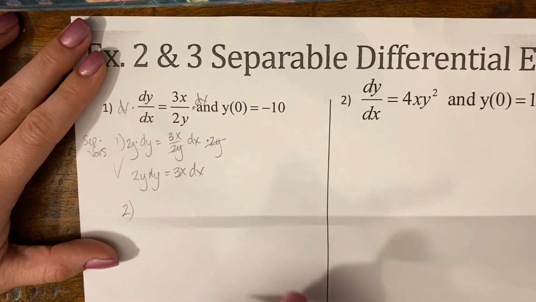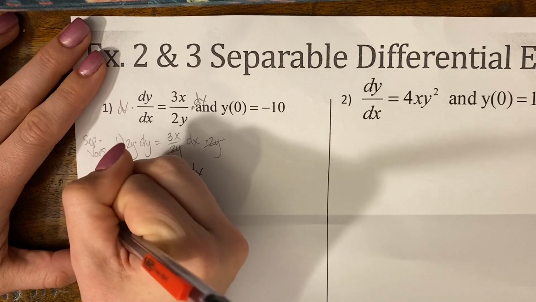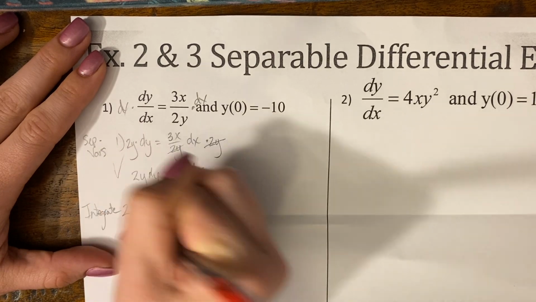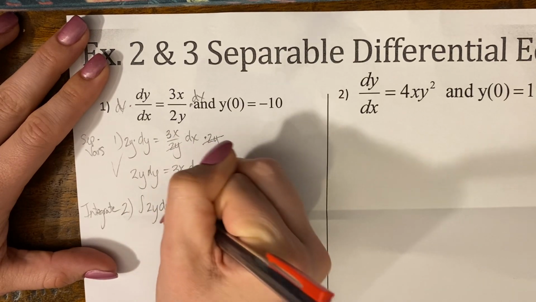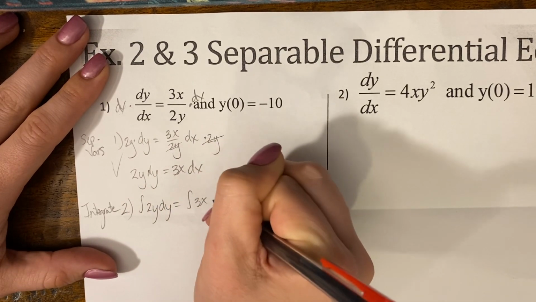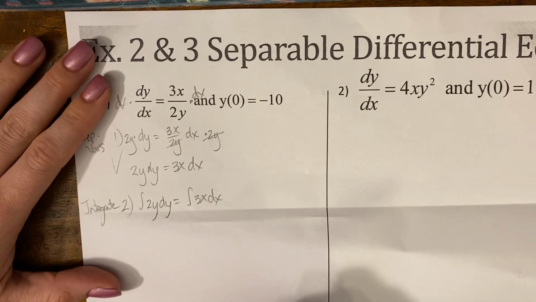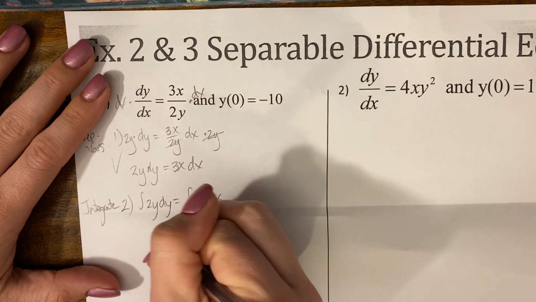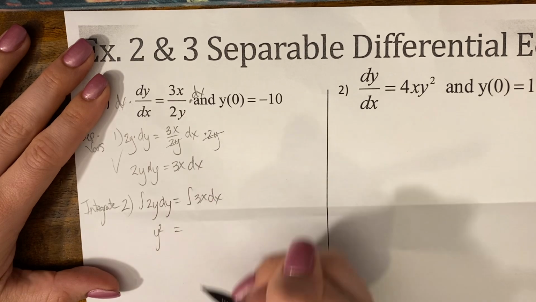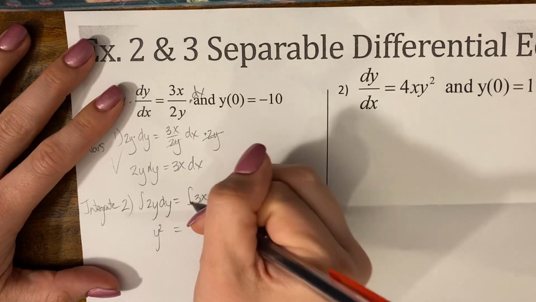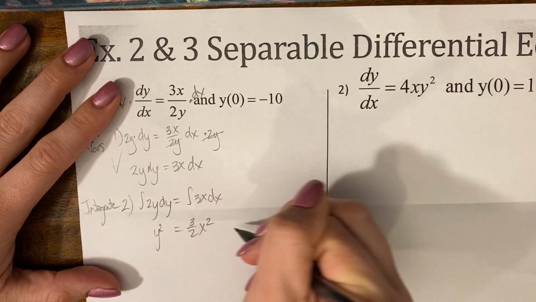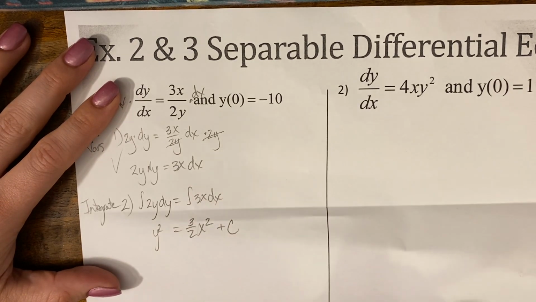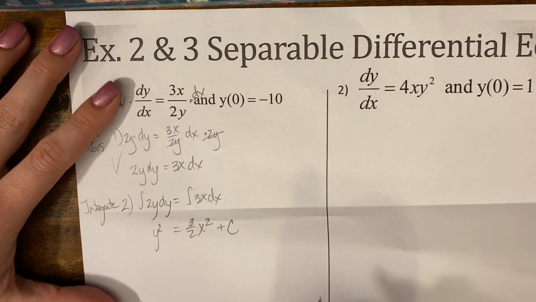Step 2 would be to integrate. So I'm going to integrate 2y dy and 3x dx. Just the indefinite integrals. The integral of 2y is y squared. I don't need a plus c on both sides, I'll just put it on the right. The integral of 3x is 3 over 2 x squared. And then I'm going to do the plus c. So that's my integration step.